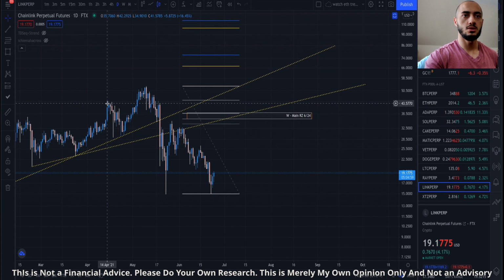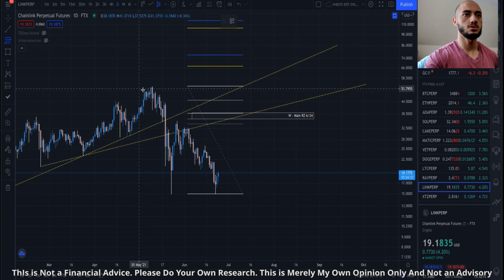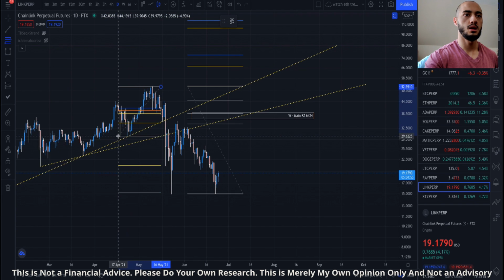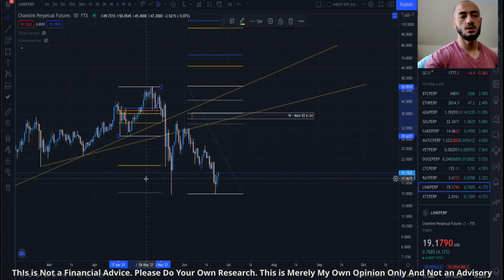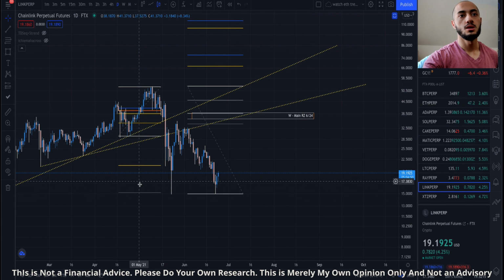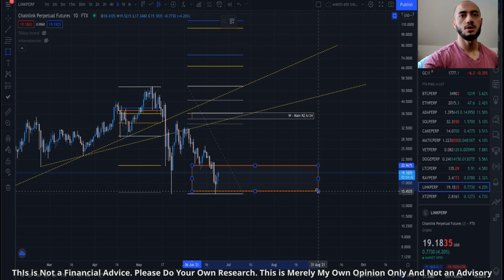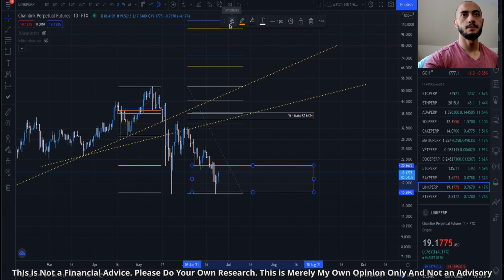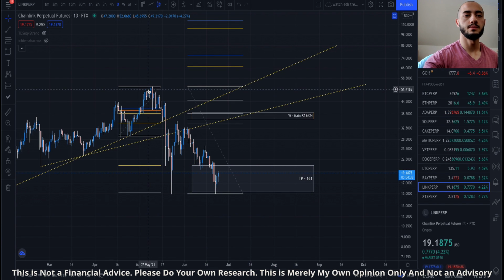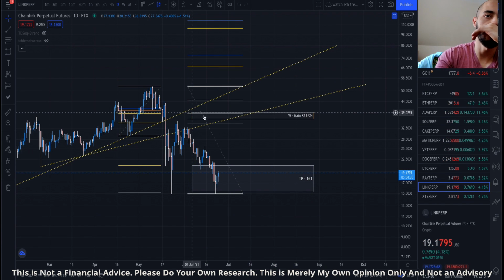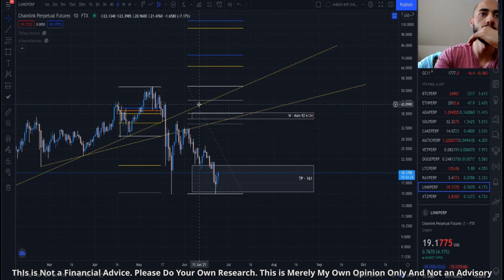Next I like to check my support zone. So this is the 161 support zone. We touched it. You can see already that we touched this. It was a good buy zone right here.